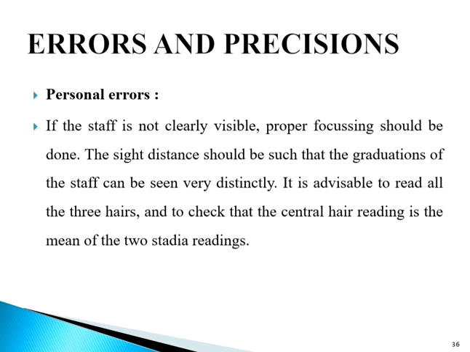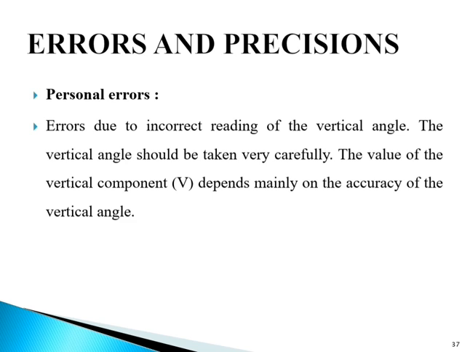Next, if the staff is not clearly visible, proper focusing should be done. The sight distance should be such that the graduations of the staff can be seen very distinctly. It is advisable to read all the 3 hairs and to check that the central hair reading is the mean of the 2 stadia readings. Next, error due to incorrect reading of the vertical angle. The vertical angle should be taken very carefully. The value of the vertical component, say capital V, depends mainly on the accuracy of the vertical angle.